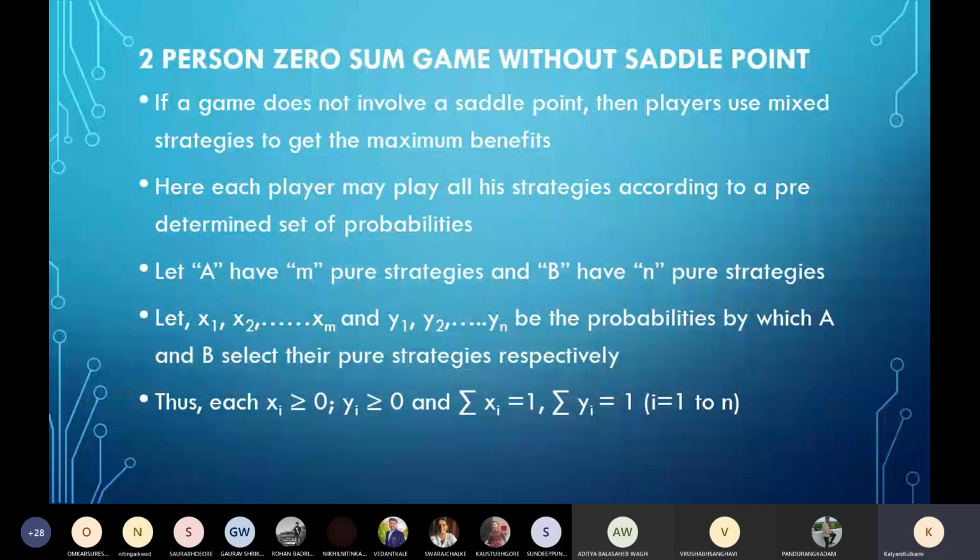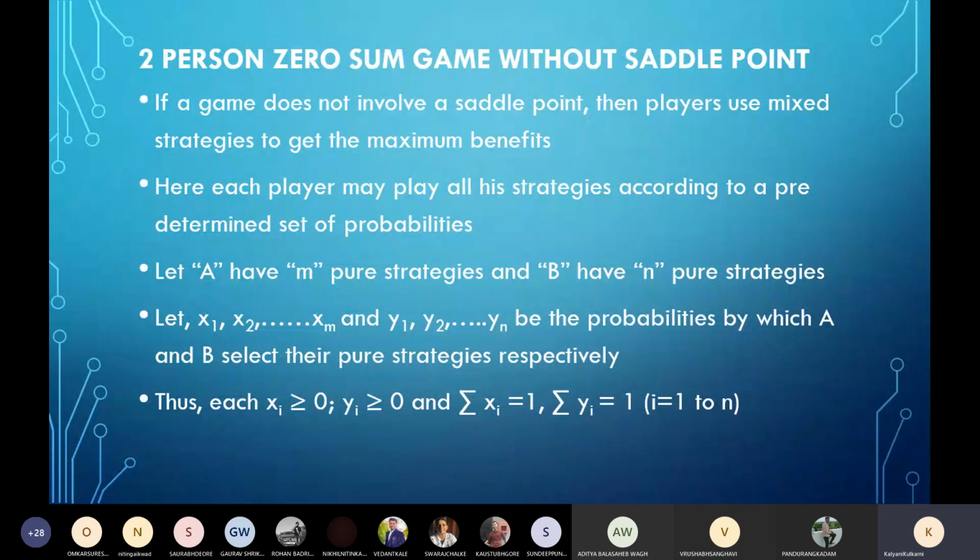Okay, so now moving ahead, let player A have m pure strategies and player B have n pure strategies. So it is going to be an m by n matrix. Player A has m pure strategies and player B has n pure strategies, that is the starting assumption.